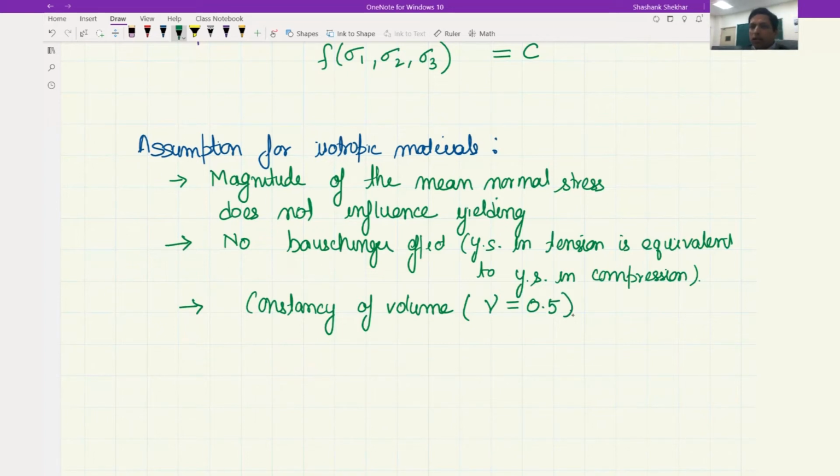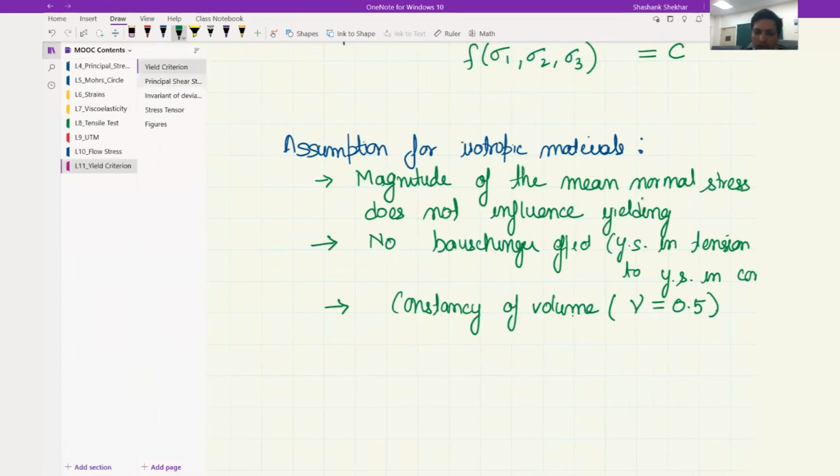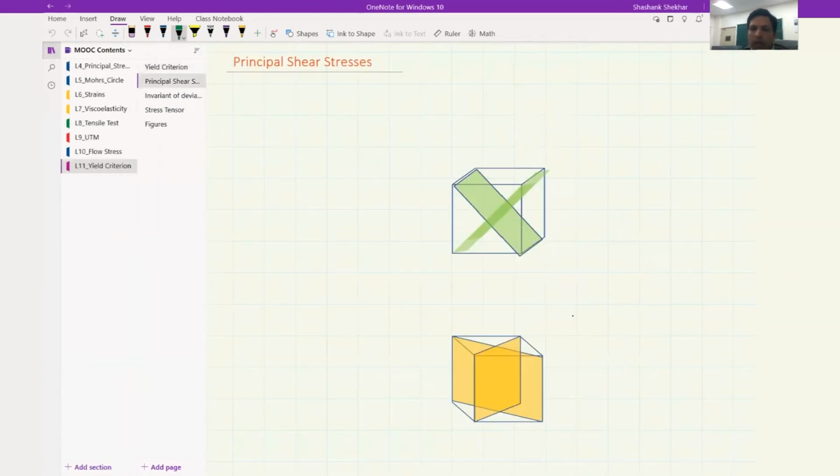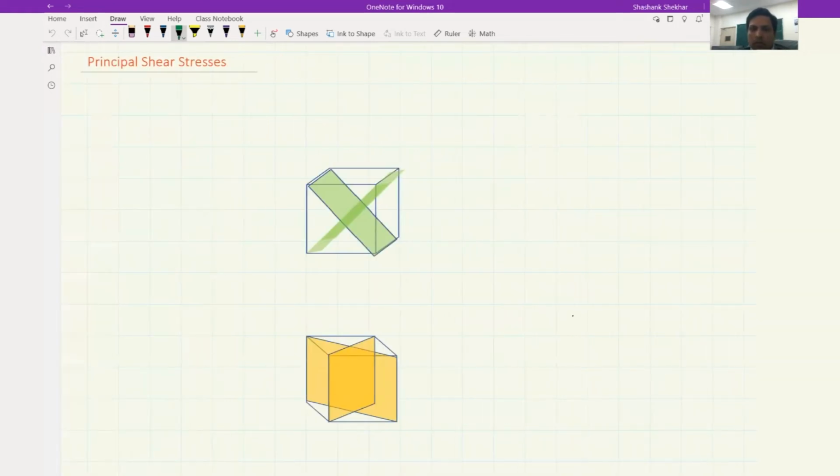So these are some important assumptions that must be satisfied if we are to set up an equation or a mathematical formulation to define the yielding of the material. Now, in this respect, let's visit one topic that would be very helpful for us to understand the overall yielding condition, and that is principal shear stress.